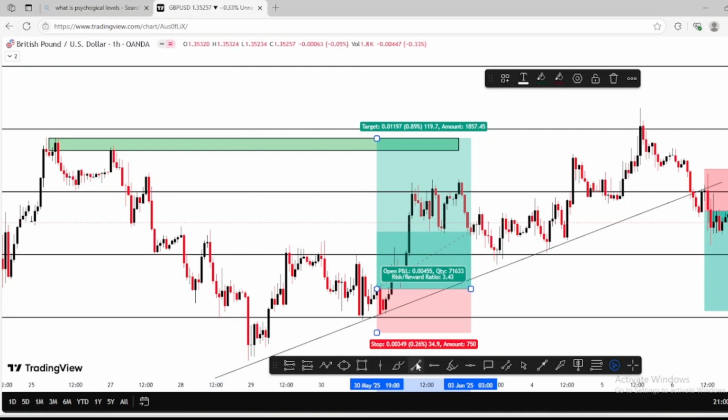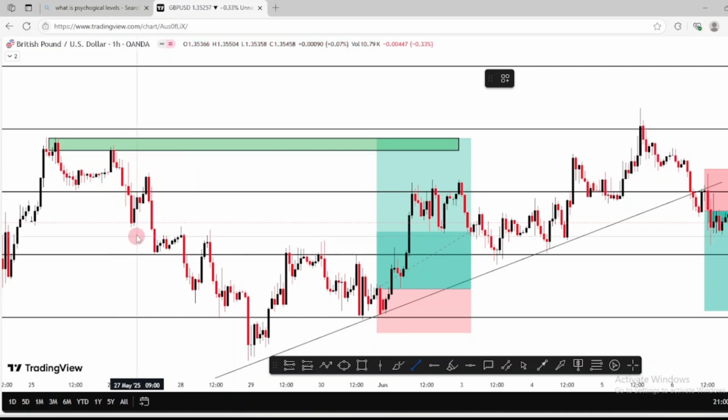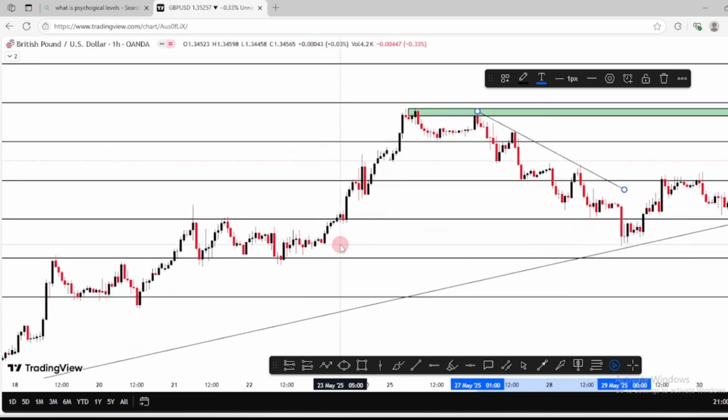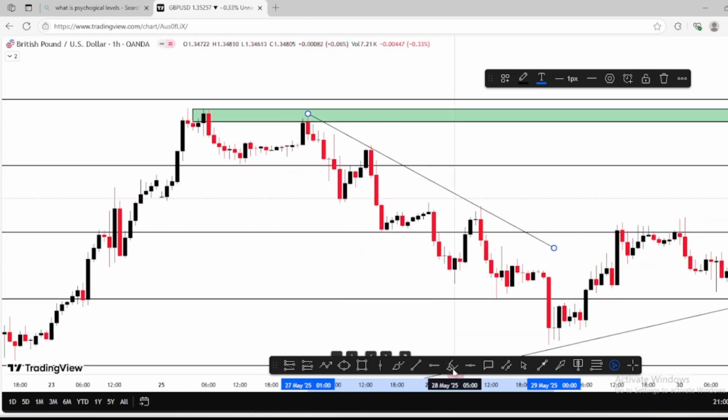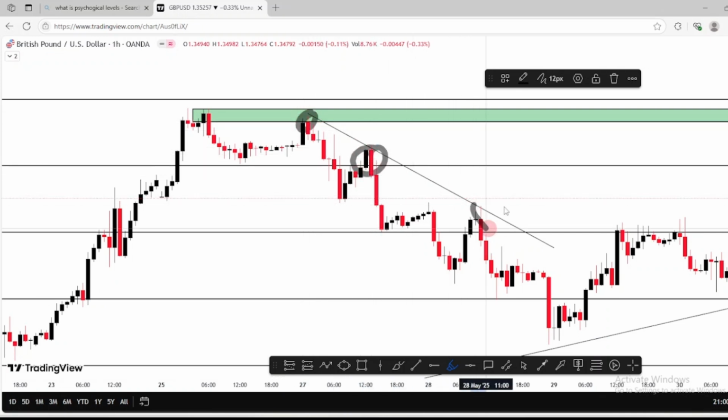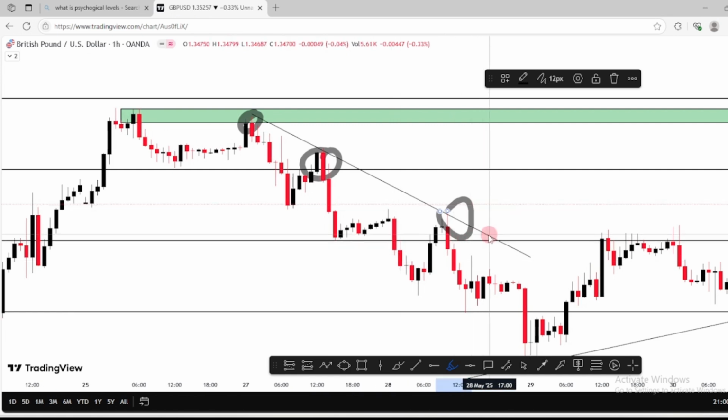The same thing is happening here. Look at the reaction of price: drop, and that drop, and that drop. So you can draw your trend line around here. Now you can see there was a third touch. We had this touch right here, we had this touch around here, we have the second touch, and we have the third touch around here, and that's also a psychological level of 1.35000. All right, you can take your entry from here, target the next psychological level.